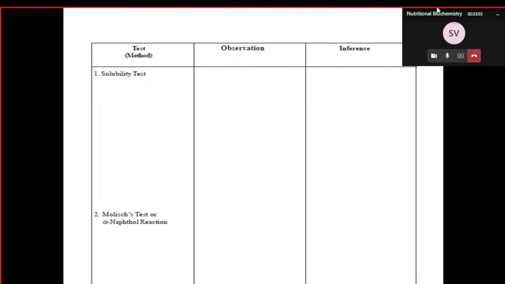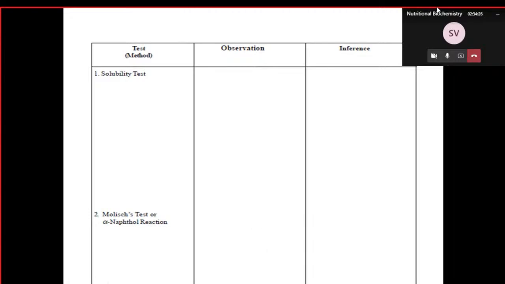Understood what I'm trying to say? Yes, ma'am. Okay, then do the next test. Molisch test obviously will be positive for everyone. Write how to do the Molisch test here. So as I told you, take the sugar solution, add 2-3 drops of Molisch reagent, mix it. Add H2SO4 drop by drop along the walls of the test tube. Like that, simply explain here, and the observation. Obviously, you'll get a brown ring.